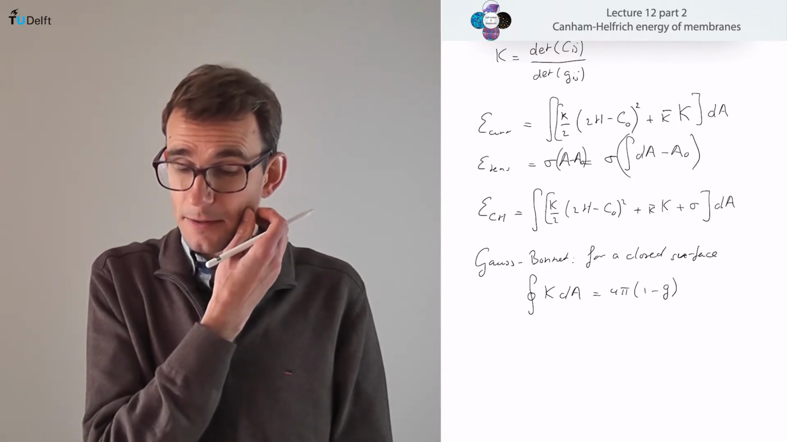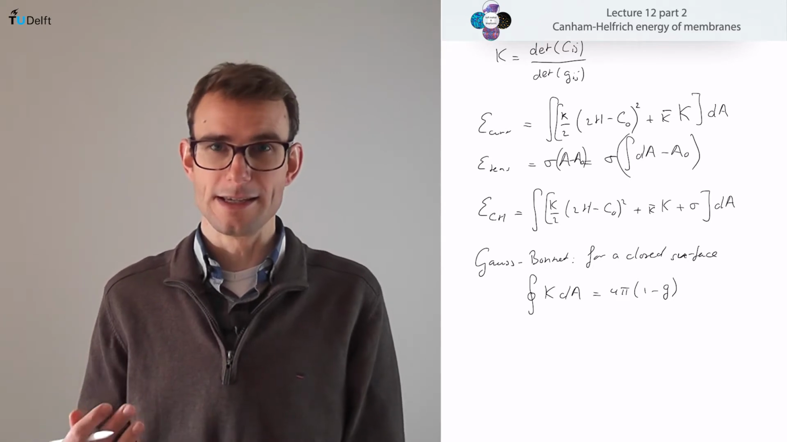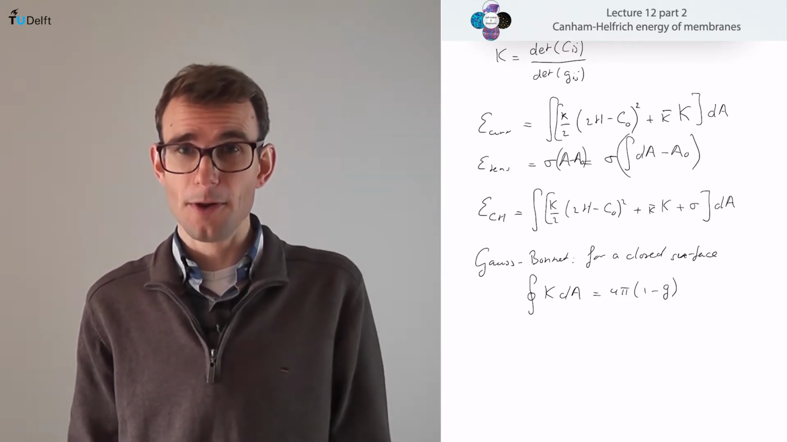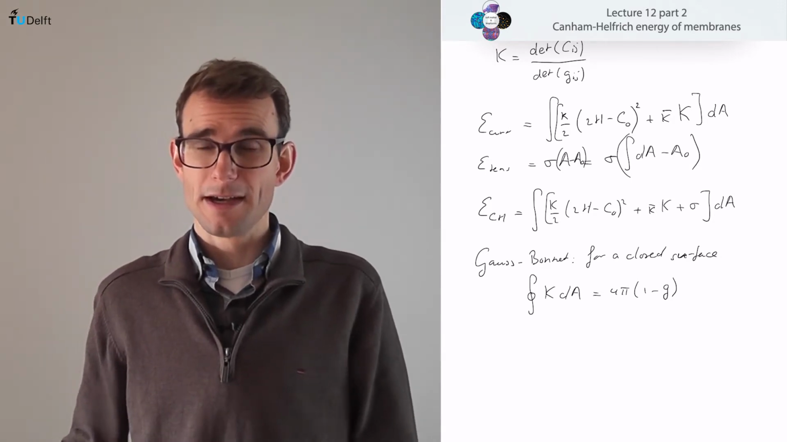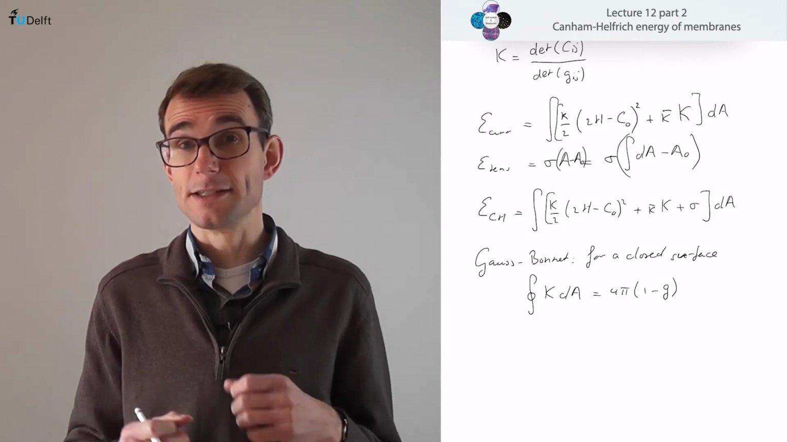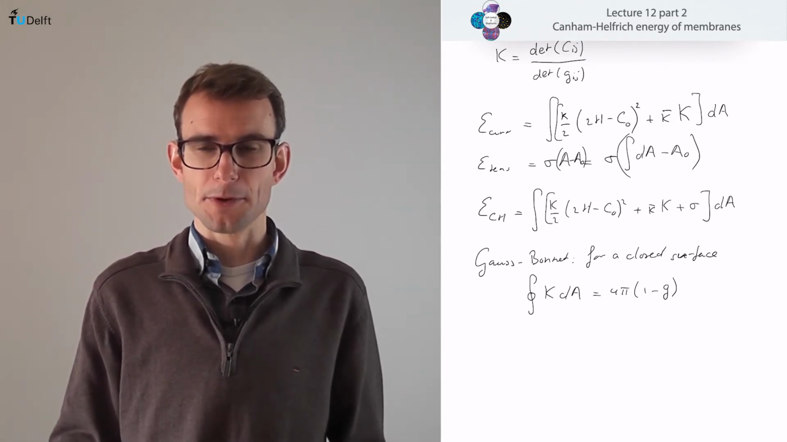So for a sphere, g is 0, and so this number is going to be 4π, and you can easily check this for yourself. For a torus, we have 1 hole, and the number is actually 0. And for, say, a double torus, which has 2 holes in it, this is going to be a negative number. And this difference is going to be important.